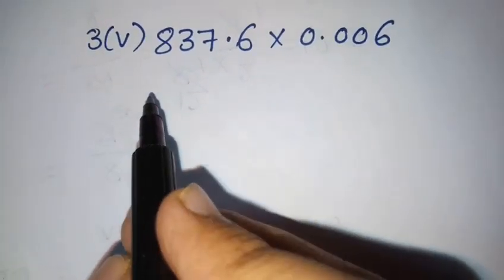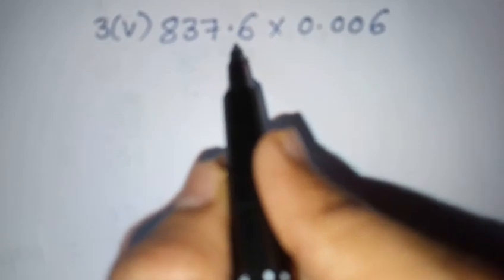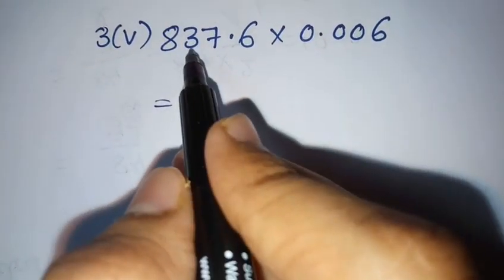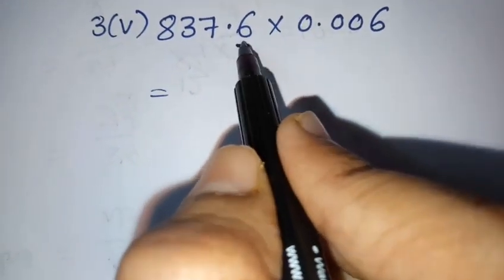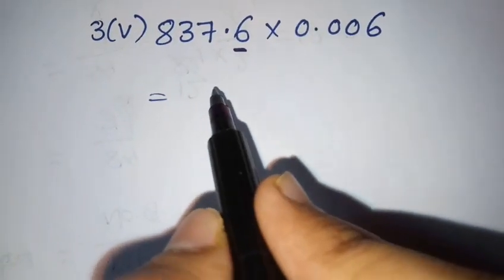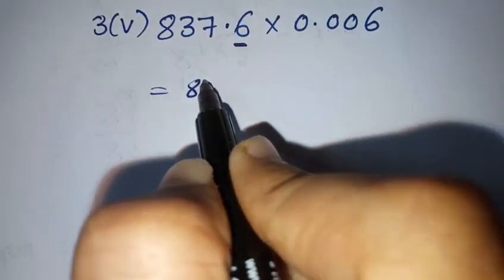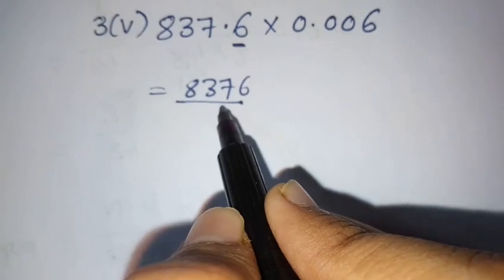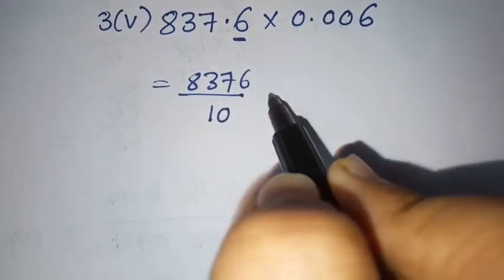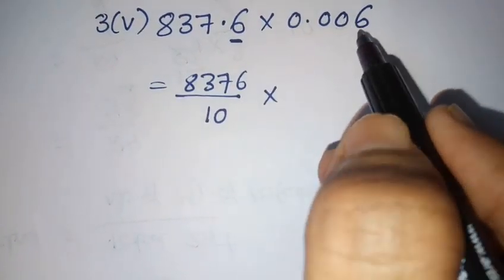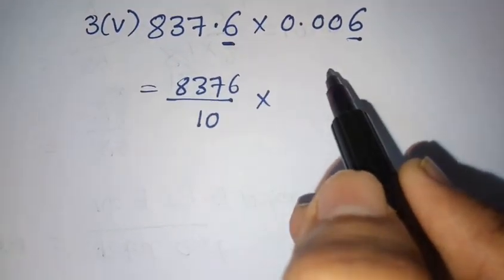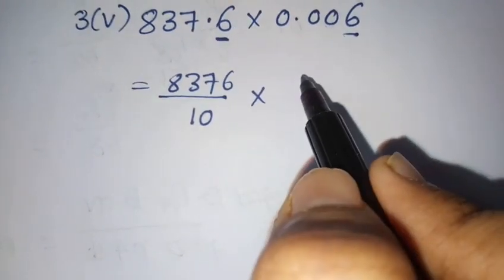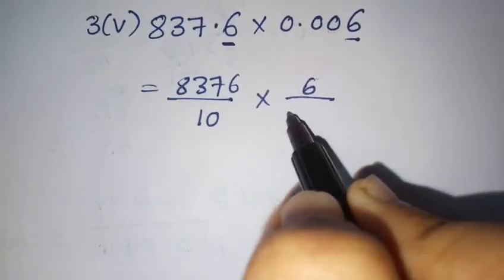Next problem, third Roman, fifth one, 837.6 into 0.006. In 837.6 the place value of 6 is tenth, meaning 1 by 10. So remove the decimal and write the number 8376 divided by 10, since the place value of 6 is tenth, meaning 1 by 10, into, in 0.006 the last digit is 6, the place value of 6 is thousandth, meaning 1 by 1000. So remove the decimal and write the number 6 by 1000.